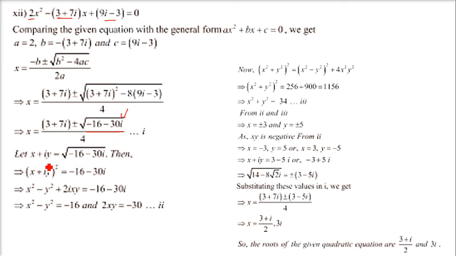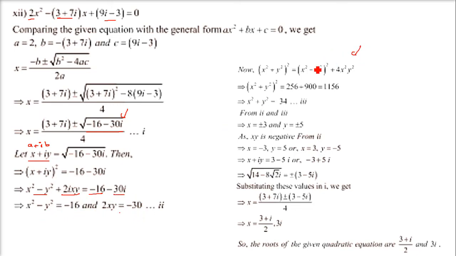Now put this as x plus iy, or you can also put it as a plus ib, whatever is suitable for you. Now square both sides. When you square it, you get minus 16 minus 30i, this root goes and this is squared. When you have this square, x square plus i square y square, it will be minus. So x square minus y square plus 2ixy. Now compare or equate the real and imaginary terms. x square minus y square will be minus 16 and 2xy will be equal to minus 30.